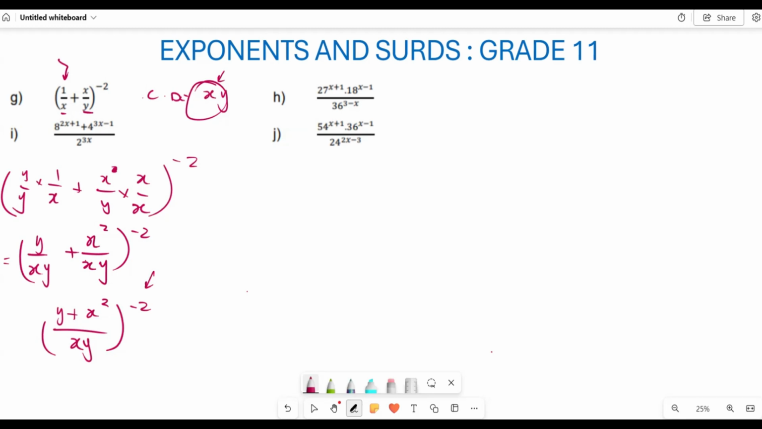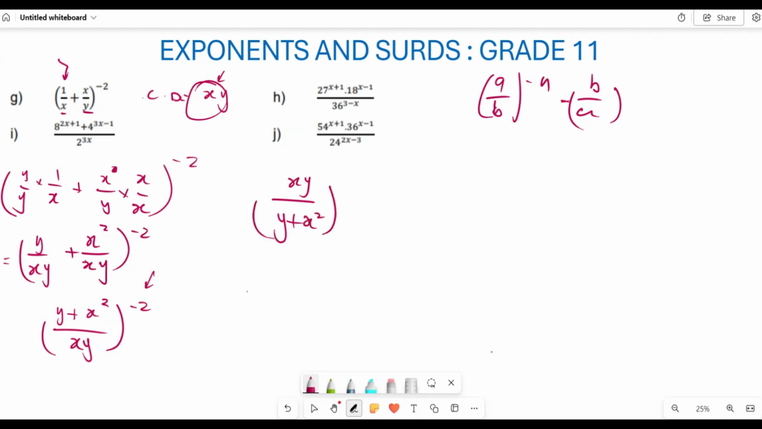A negative exponent, right? How can we change this negative exponent into a positive exponent? We apply the law which states that if you have a over b to the power of negative n, to change this is the same as b over a, right? So here this is going to be the same as xy over y plus x squared, everything squared. Can you see what I did here? I just swapped my numerator and my denominator. Then after, I can start multiplying by the 2, right?